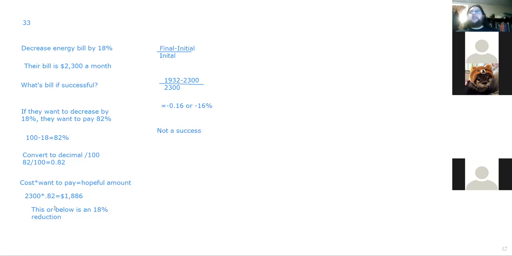So this is okay for figuring it out. If you just calculate, it has to be that or below, or do it this way if you're not sure. Both will work to get the answer. Anybody else have more questions?